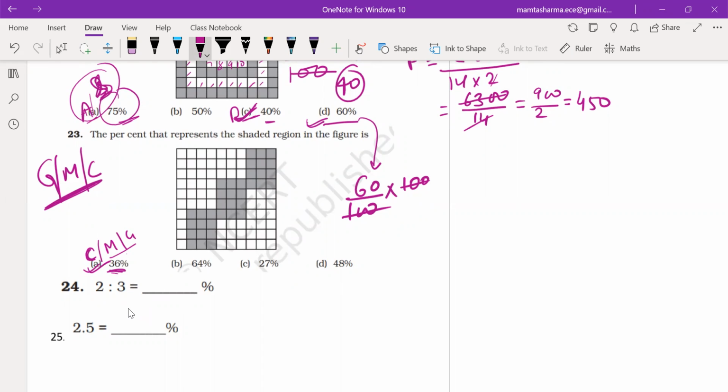Shaded region. Shaded means those who are colored. Ma'am, there were 36 blocks. That 36 blocks is shaded. So out of 100, 36. 36 means 36%. Okay.